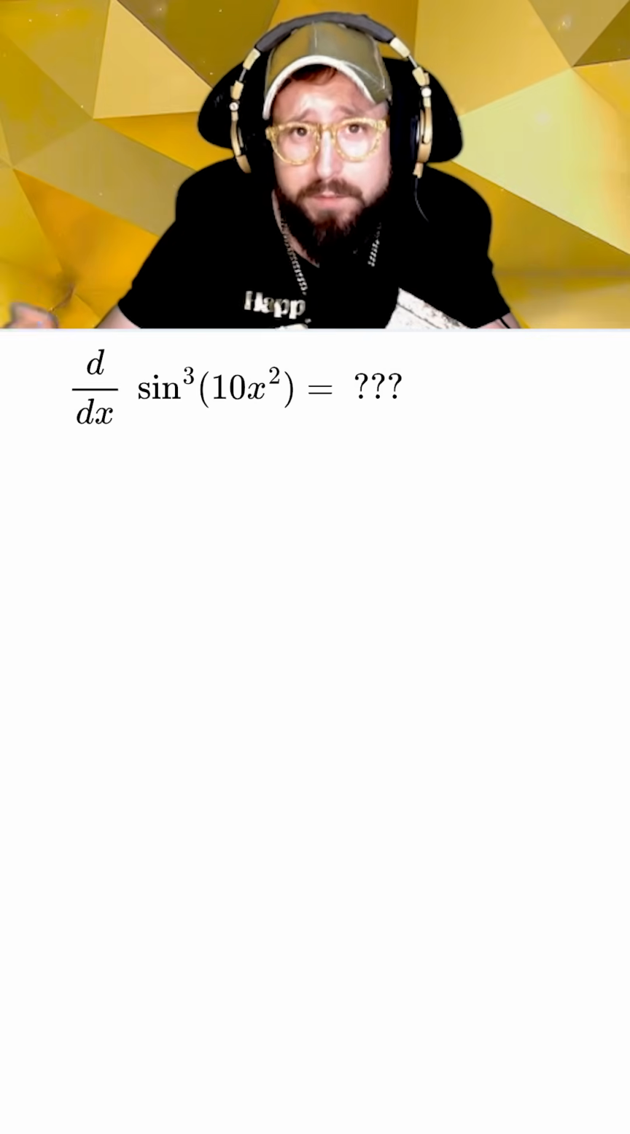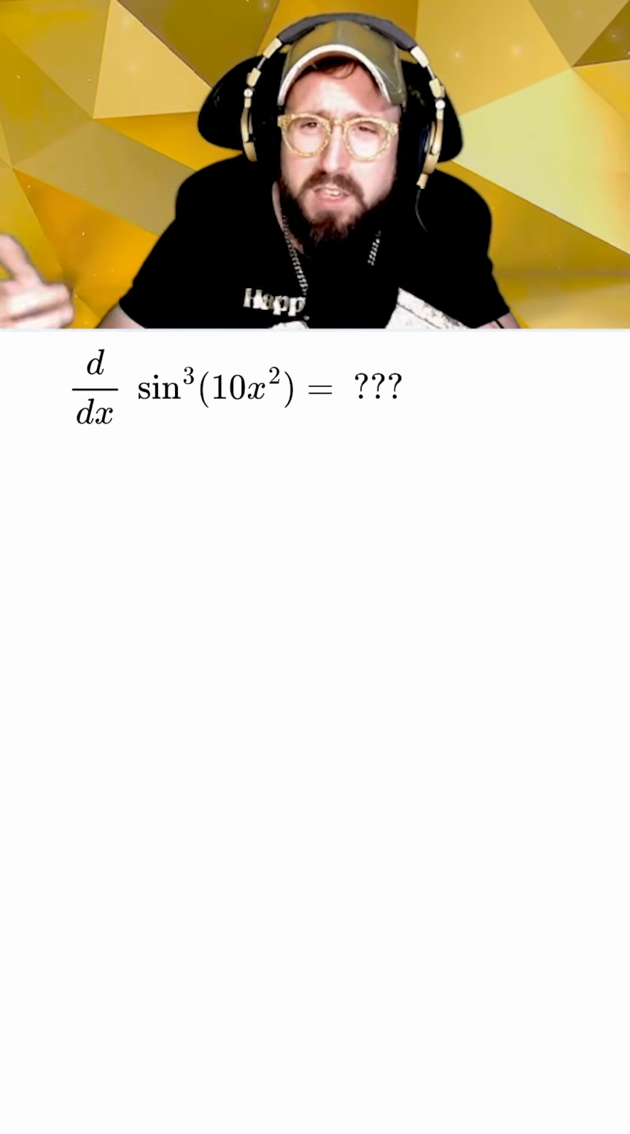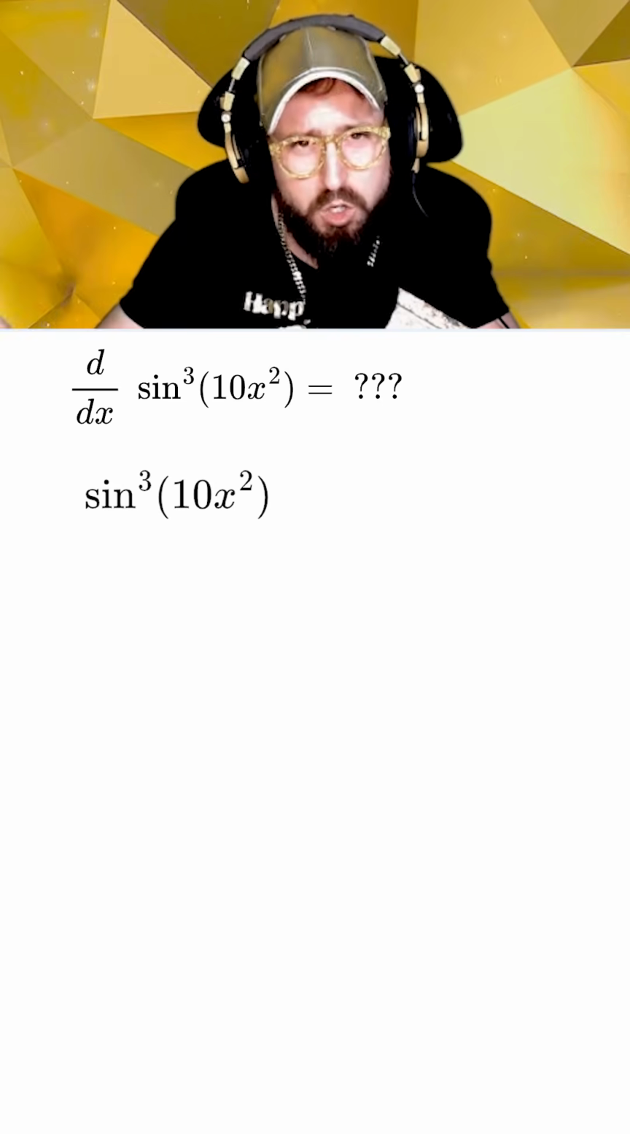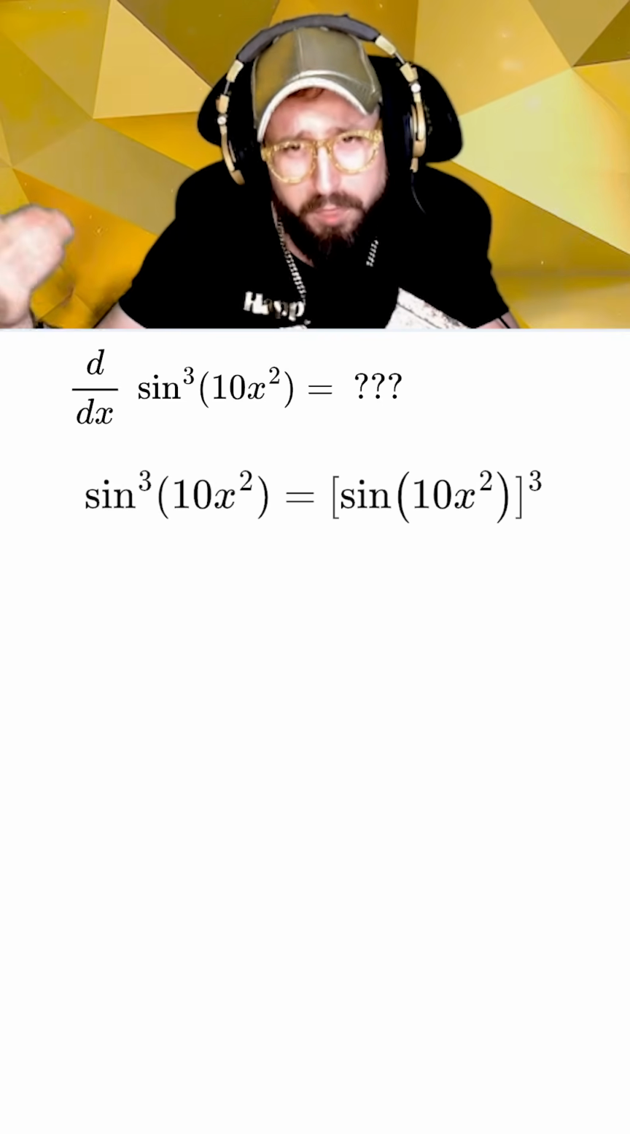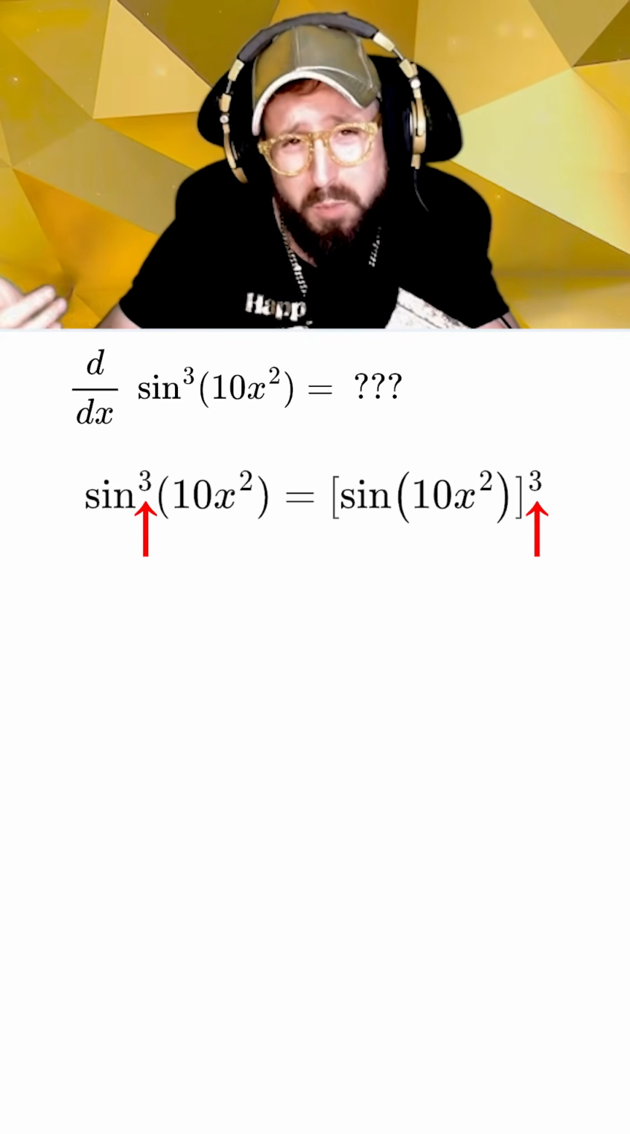Let's try taking the derivative of sine cubed of 10x^2. For these types of trig functions, I like to rewrite sine cubed as the sine of 10x^2 all to the third. This makes it easier to see where the outermost operation is.